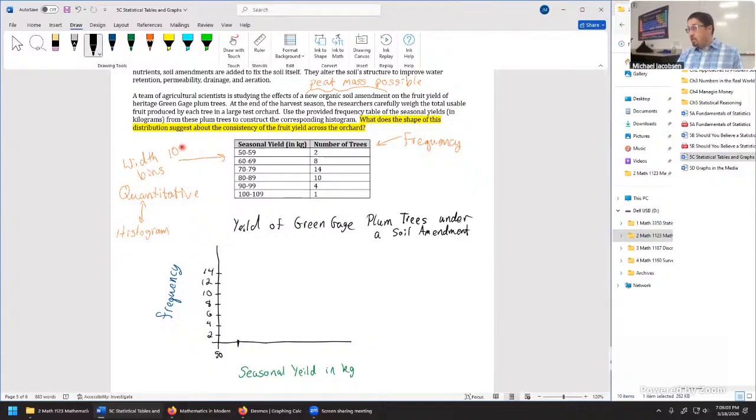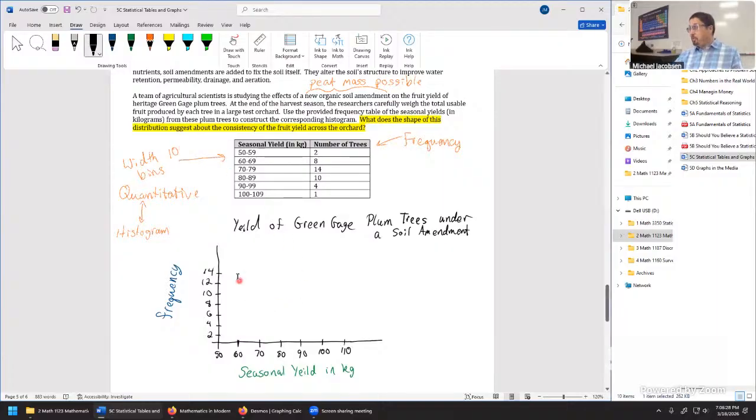is 60, then 70, 80, 90, and let me make sure this goes long enough. Try to make them equal width to the best of your ability. Here's 100. And finally, 110 for the final tick mark.